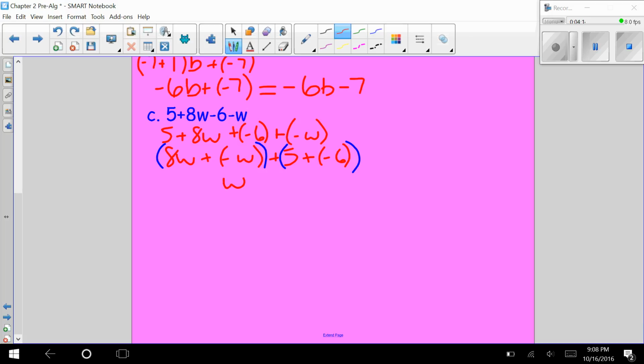Pull a w out of my 8w and my negative w. First one has an 8. Second one has a negative 1. And 5 plus negative 6 is negative 1. 8 plus negative 1 is 7w plus negative 1. Remember, you have an option here. You can either write it like that, or you can say 7w minus 1.